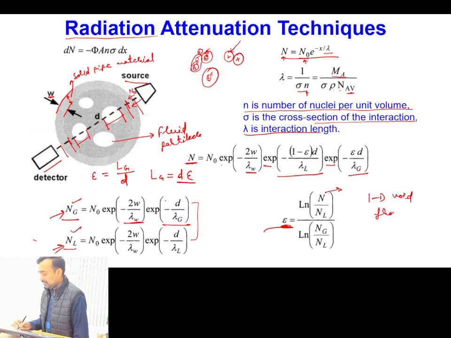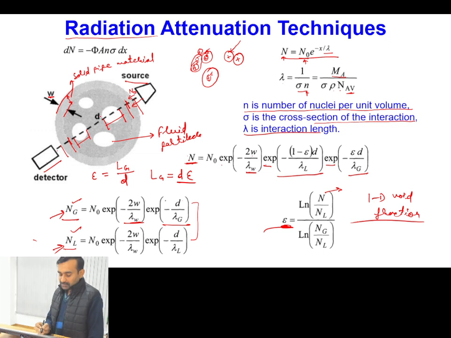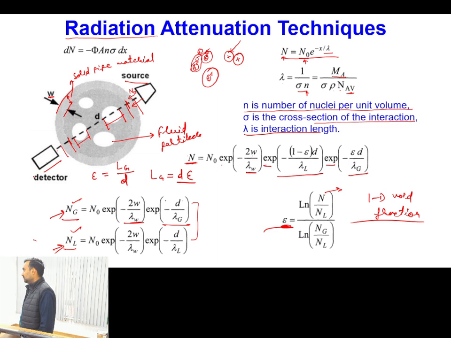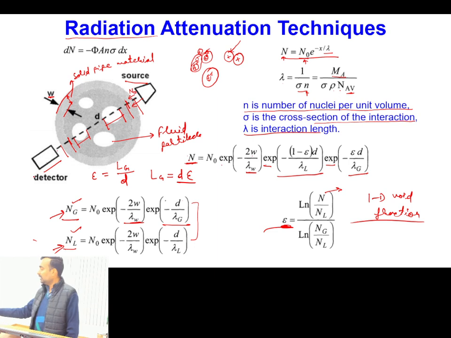So from here what are we getting? We are only getting the one dimensional void fraction. Why one dimensional? Because this signal we are trying to trace along a straight line. All are clear with this point? Okay, so this can be the experimental configuration to obtain the one dimensional void fraction.